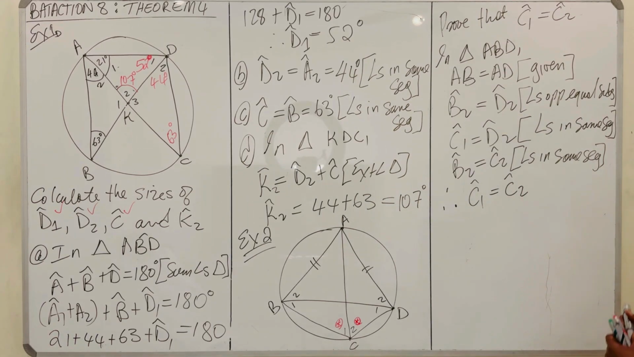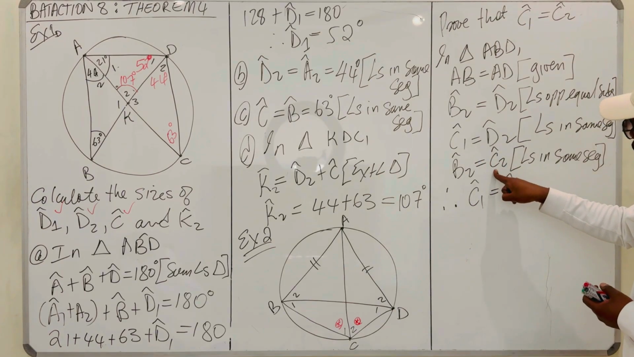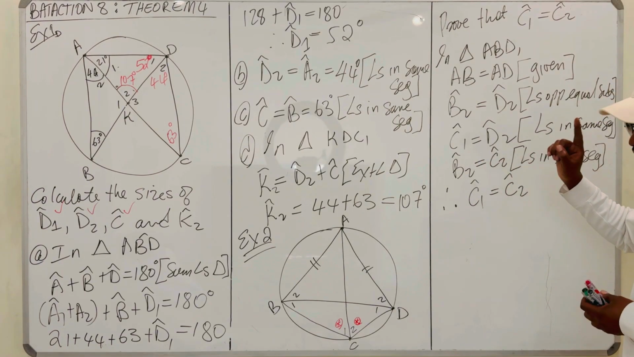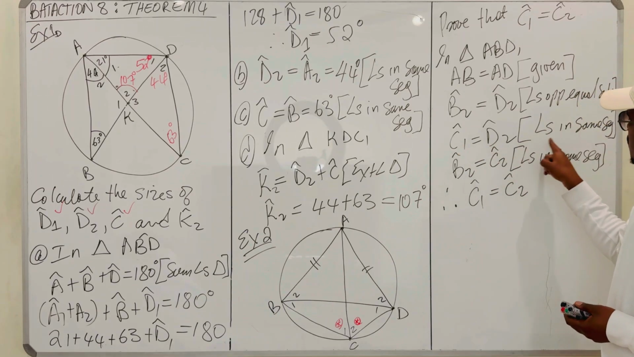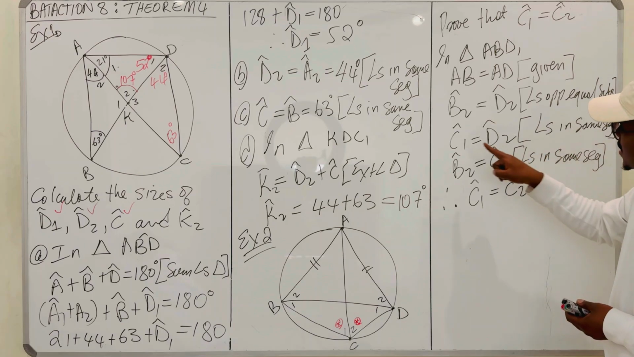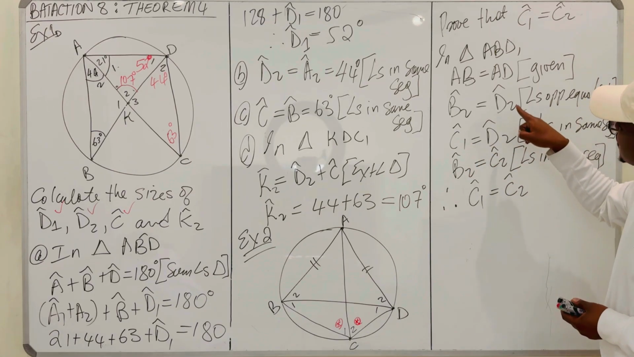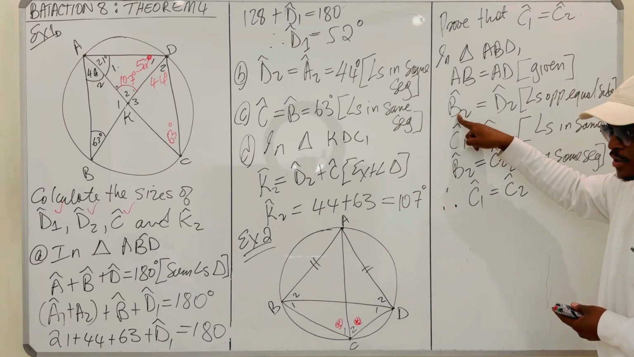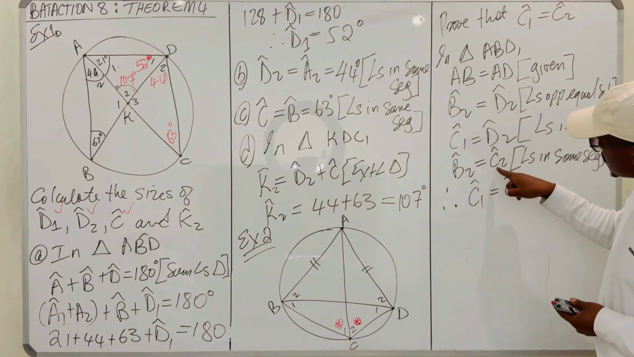Do you understand? Look, we're saying C1 and C2 are equal, right? So look what happened. You said C1 is equal to C2, those are angles in the same segment. Okay. C1 is equal to D2, these are angles in the same segment. And then you said D2 is equal to A1 because those are angles opposite equal sides. So your B1 is equal to C2.